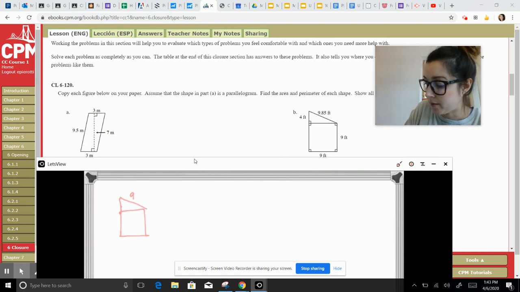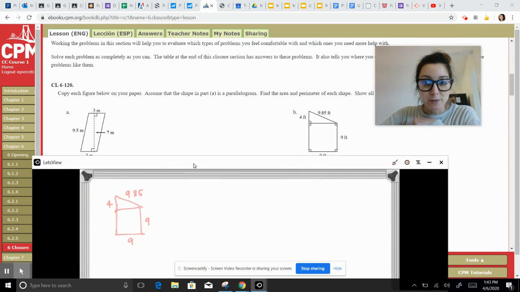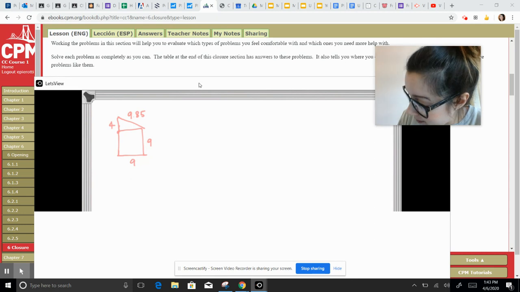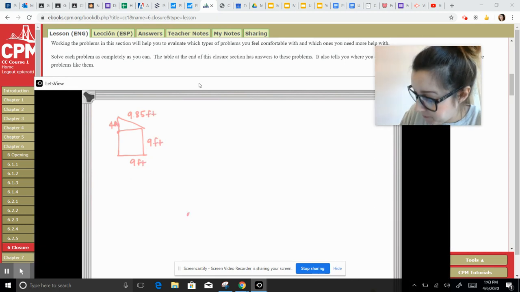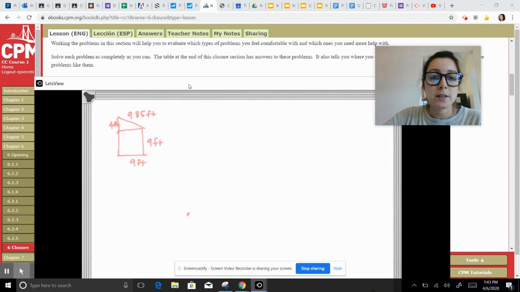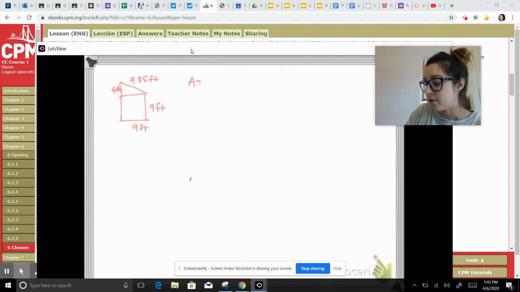And this is 9.85 right here, 4, 9, and 9. Okay, and I didn't write feet, but I do expect you to write feet. So I'll write feet on here. Feet, feet, feet, feet. Okay, so first thing that we're going to look at is the area. So the area of a triangle is 1/2 base times height. Is this starting to ring some bells for you?